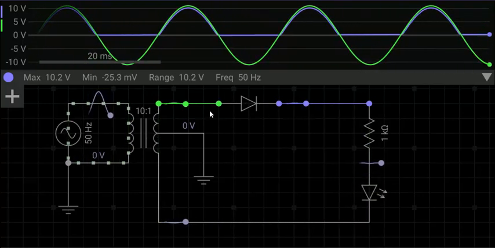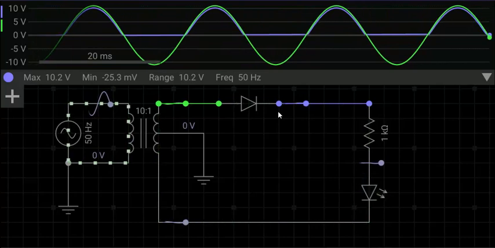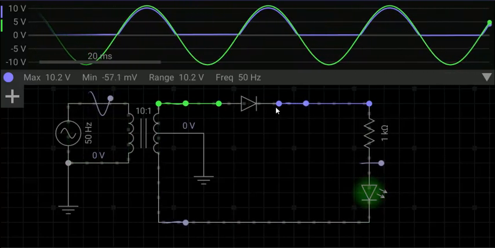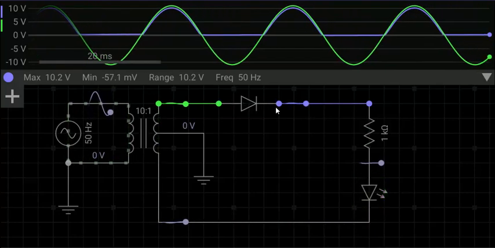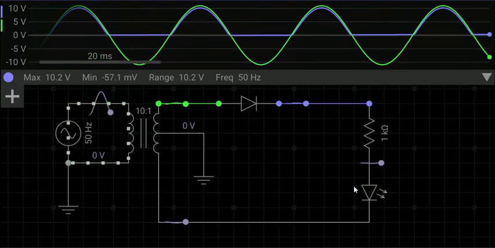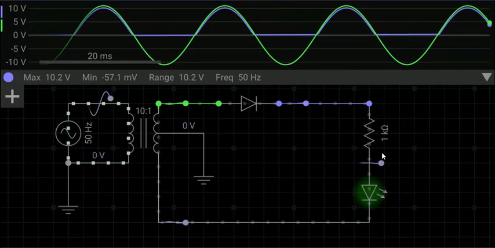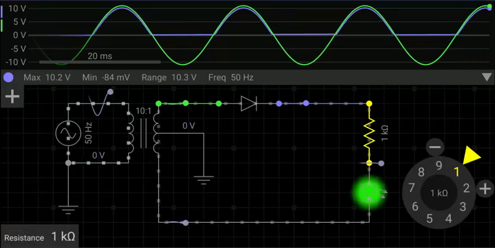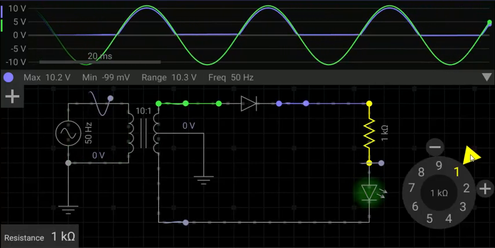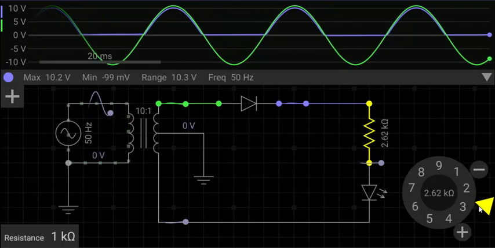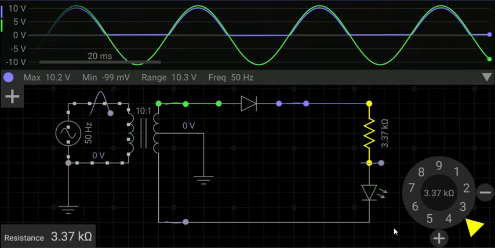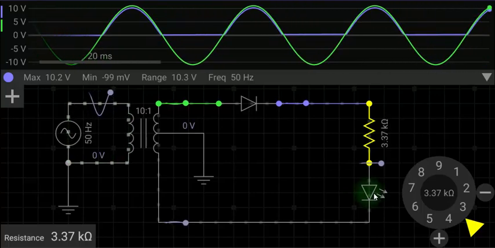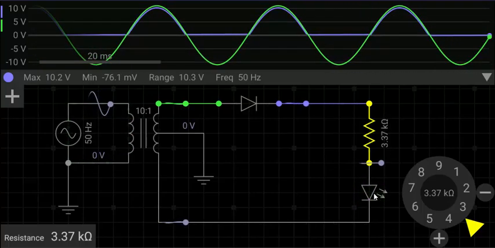It can be observed that our LED turns on during the positive half cycle only. The resistance limits the flow of current in the LED. If we increase the resistor value, let us do that. If we increase this resistance value from 1K to, suppose, 3.37K, we can see here the LED glows dimmer. Less current flows through this LED and it glows less.